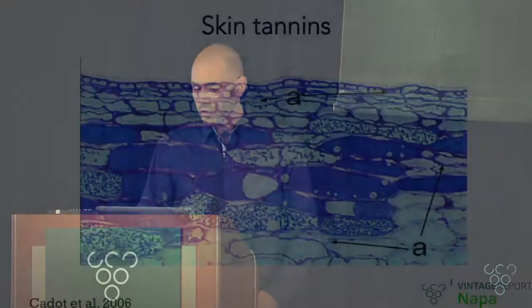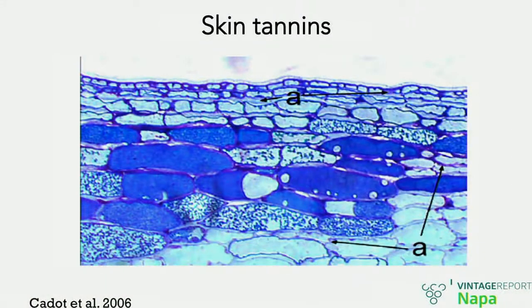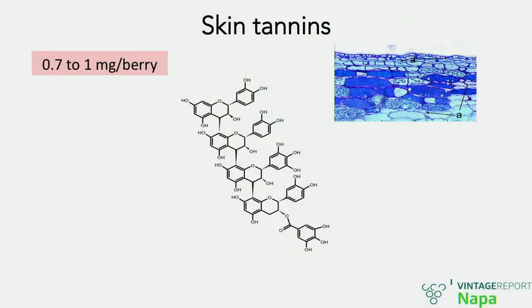Okay? Now, on the skins, we also have tannins. In this cross-section, everything that you see in blue are tannins. Some tannins are vacuolar compounds, compartmentalized in vacuoles. Some others are associated with cell walls. Now, the tannins on the skins are at very low concentrations. I mentioned seed tannins between 3 and 5 milligrams per berry. Skin tannins are between 0.5 and 1 milligram per berry. So in Cabernet Sauvignon at ripeness, in Washington State, the ratio between seed and skin tannins is 5:1.